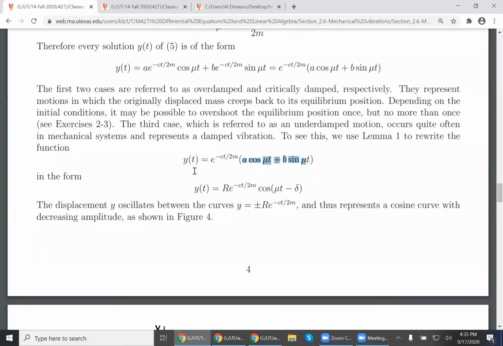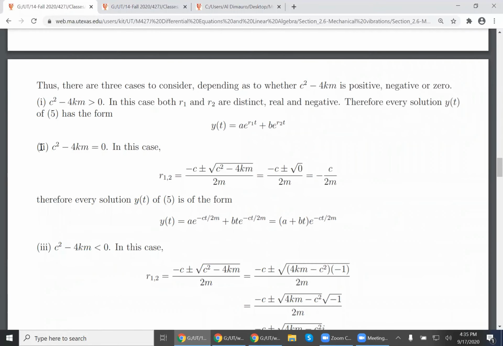This is bounded, so y of t goes to 0. Same thing happens in case 2. If t goes to infinity, this times this goes to 0. But now we have to apply L'Hopital's rule.